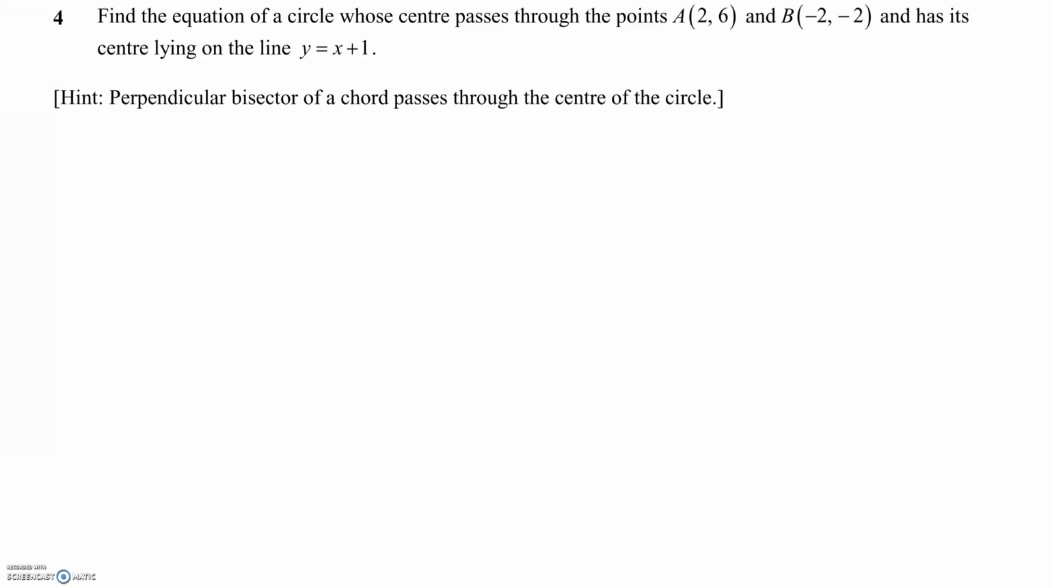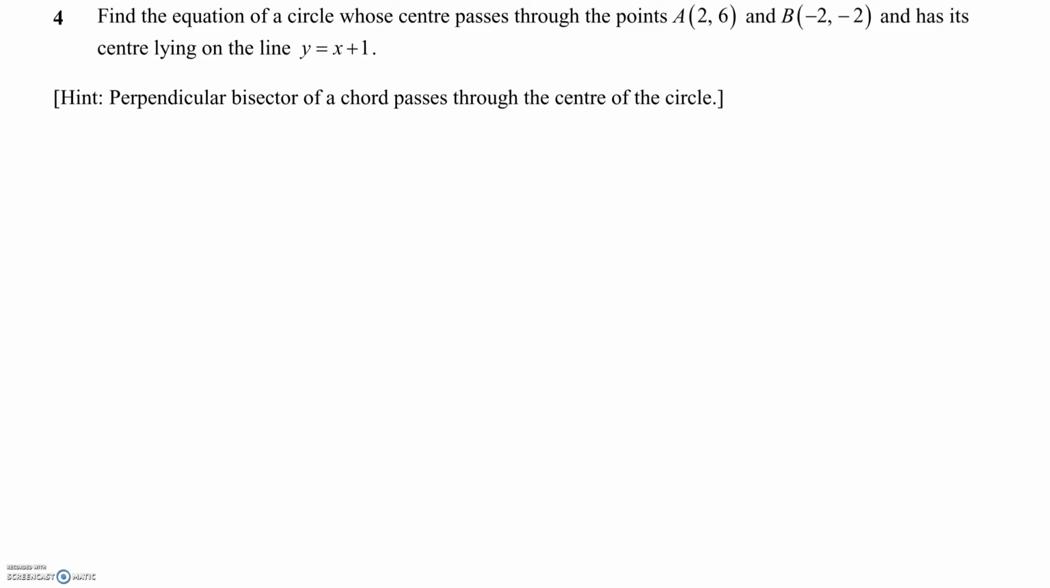We are coming to page 7, question 4. This is a very important question, so you must try your best to understand the concept behind this question. Find the equation of a circle whose circumference passes through the 2 points A and B, and the center actually lies on this line y equal to x plus 1.